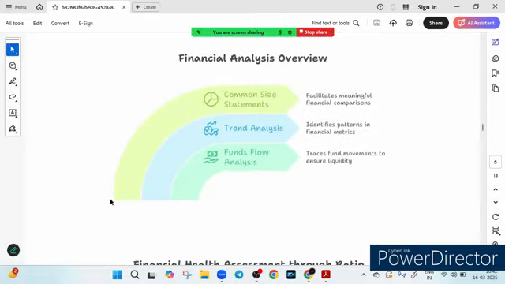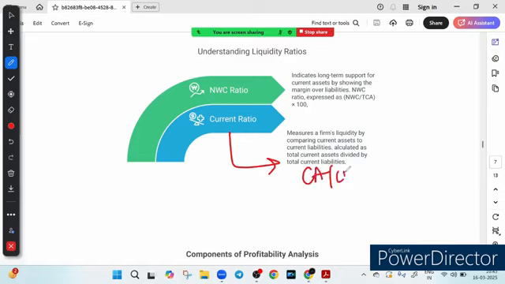The second kind of liquidity ratio is the current ratio. I think you are familiar with it. It is nothing but current asset upon current liability. It indicates short-term liquidity strength. So if the current ratio is higher, it simply means the company can easily pay off short-term debt. But if it is too high, it means holding excess cash instead of investing.